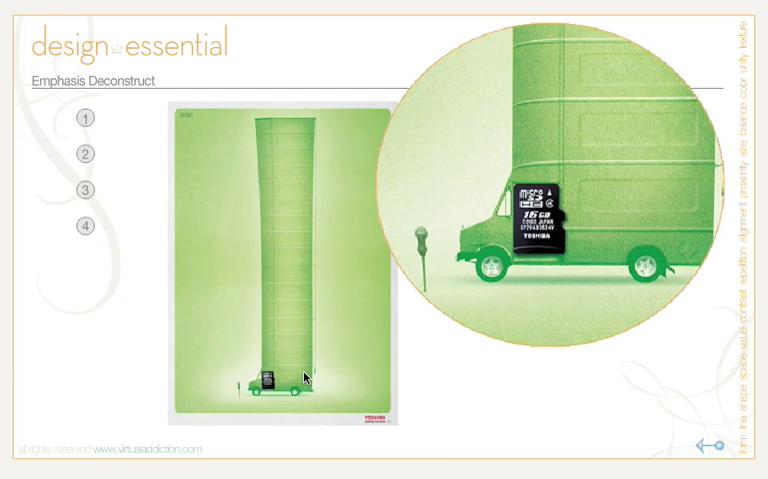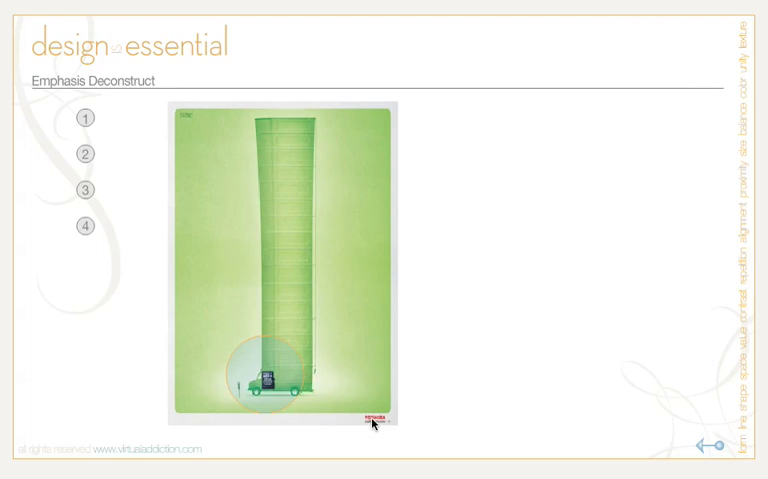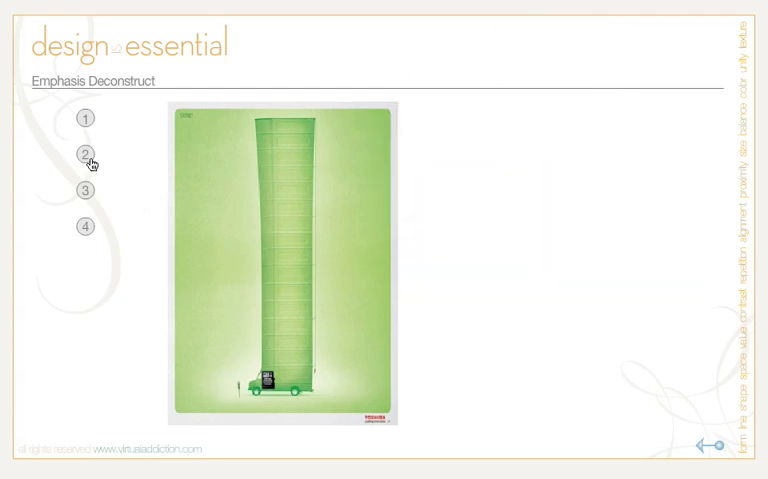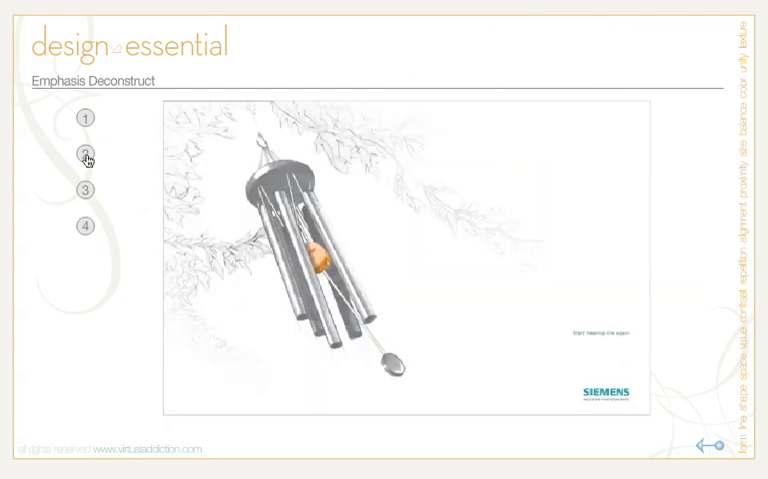The secondary element being emphasized is the Toshiba logo, which is shown much smaller, but the complementary use of red also takes precedence from the rest of the items. The next ad that we're going to look at is the Simon's hearing device ad.